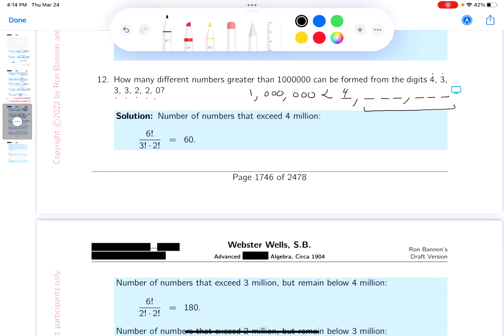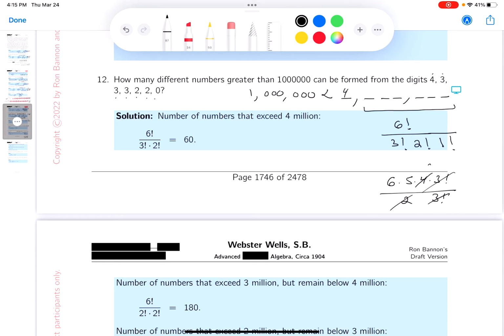Well, you have 6 numbers left. So it's going to be 6 factorial. And what numbers are left? Well, certainly not the 4. So you have 3 3s, that's 3 factorial. You have 2 2s, that's 2 factorial. And you've got 1 lousy 0, that's 1 factorial. This is the kind of number I can compute without a computer. So it's going to be 6, 5, 4, 3 factorial, over 3 factorial, 2 factorial, which is 2.